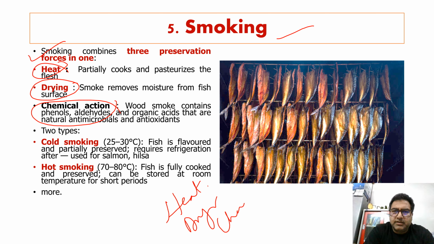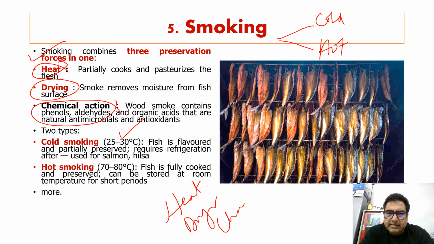Smoking is further of two types: cold smoking and hot smoking. When you use a temperature of 25 to 30 degrees Celsius, the fish is flavored and partially preserved. It requires refrigeration, or other means of preservation. In hot smoking, we smoke it at 70 to 80 degrees Celsius, and the fish is fully cooked and preserved, and it can be stored at room temperature for a shorter period of time.